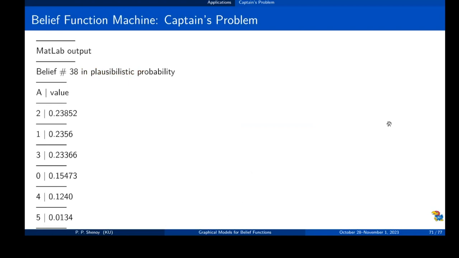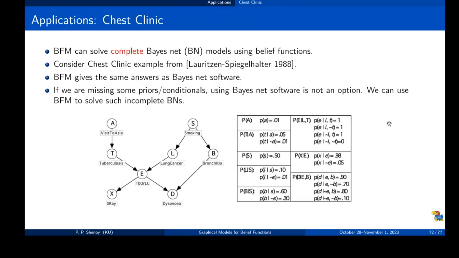Anyway, the nice thing about this is that a belief function is a generalization of probability. So if you have a Bayesian network, then you can put this into the software, and it will solve it and get exactly the same answers as Eugen or something.